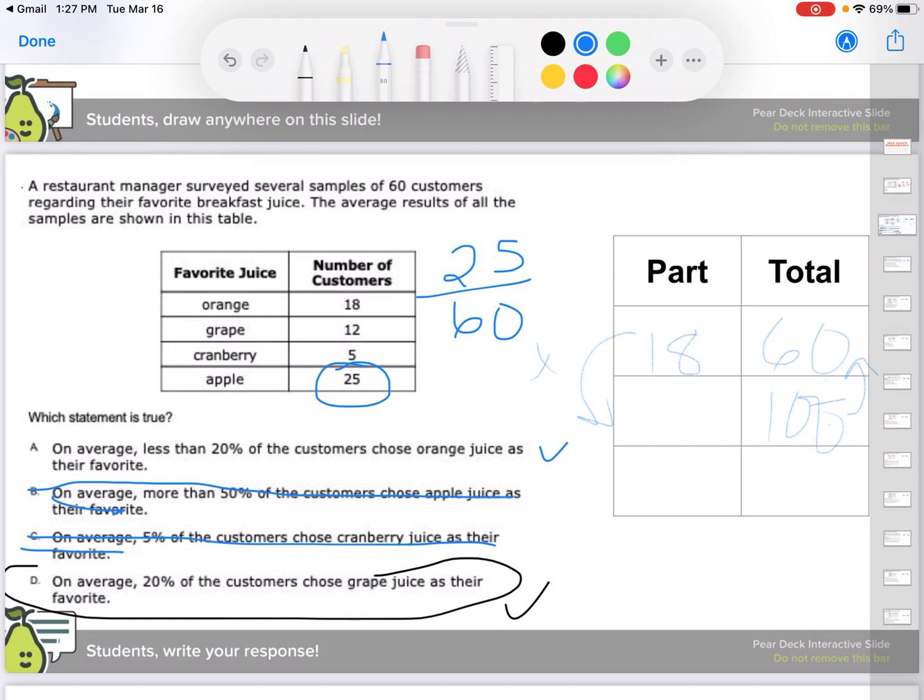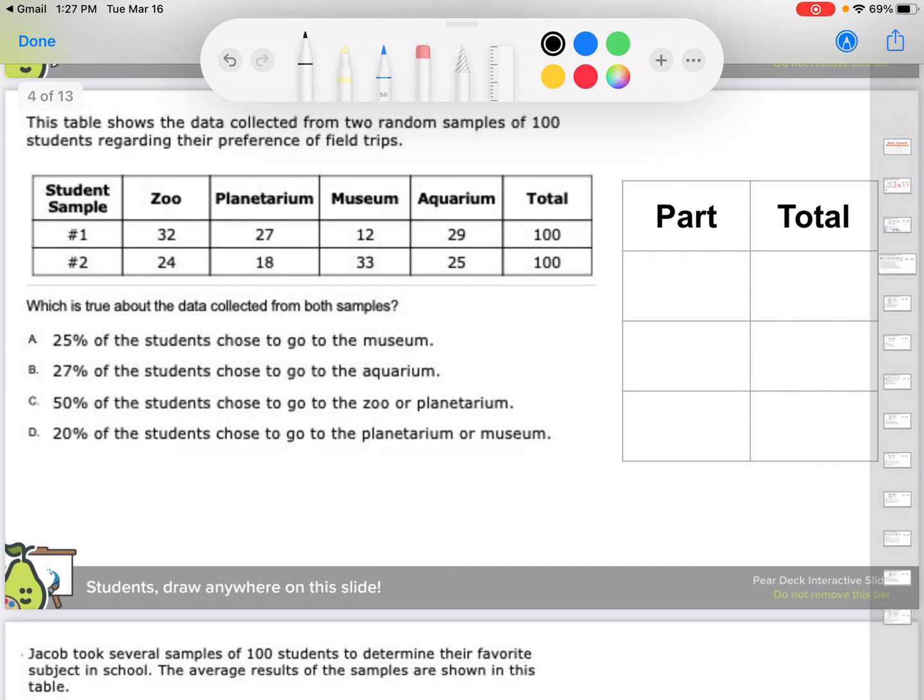So 100 divided by 60. And then I'm going to multiply by 18. I got 30 that time, so I must have done a calculator error. So this one's definitely wrong, and D is correct. All right, so that's why you definitely don't want to choose an answer without checking everything.